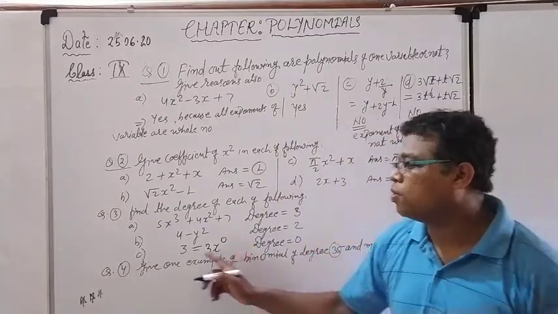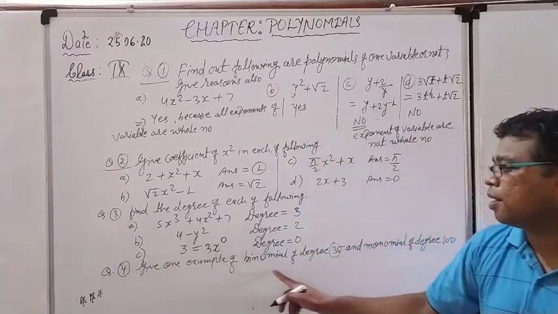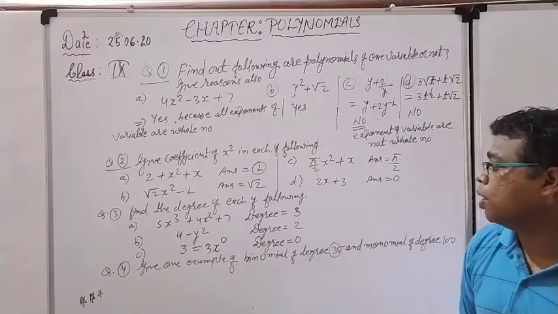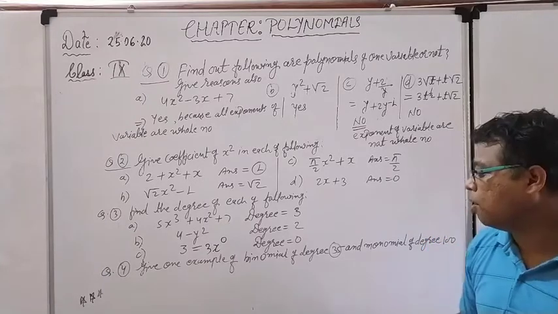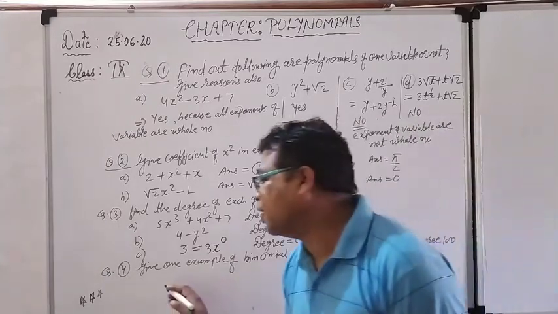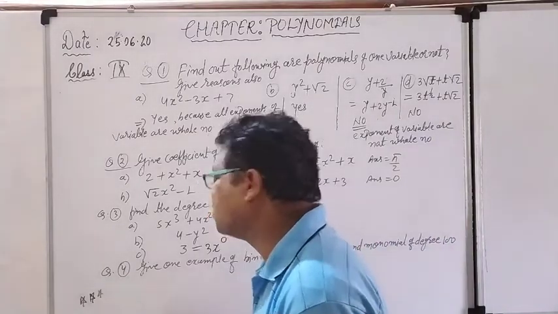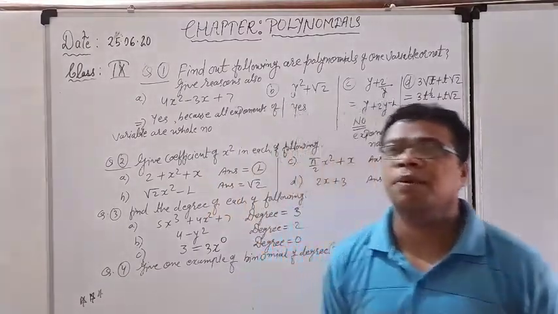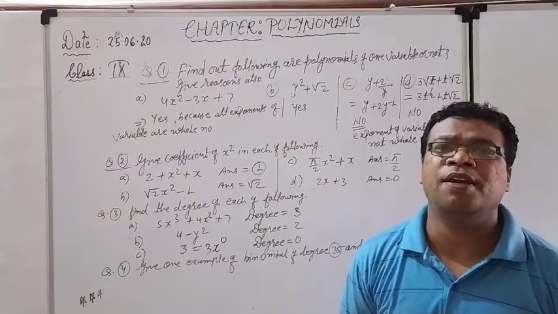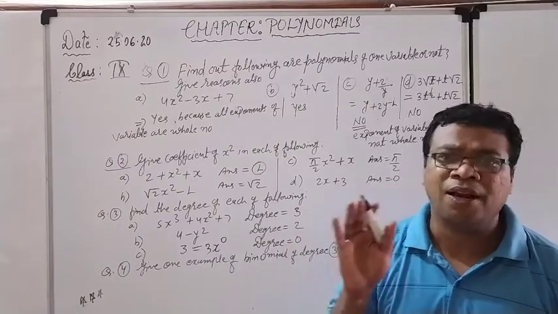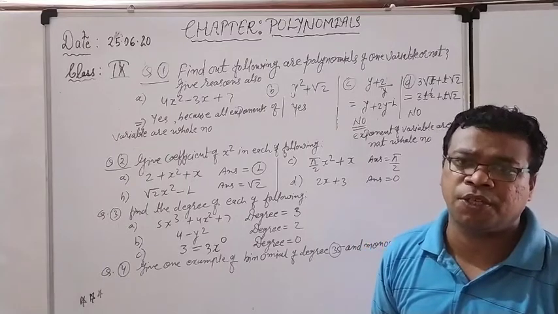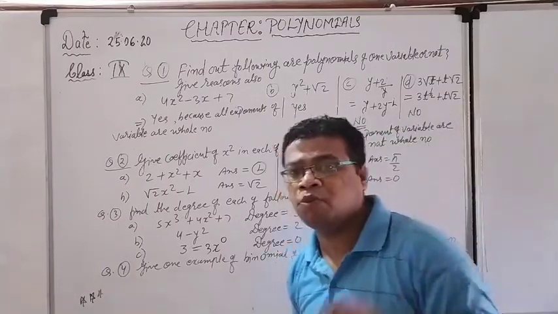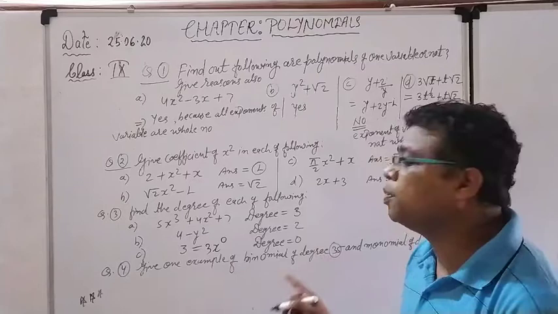Okay. Right now, question number 4 is also there. Give one example of the binomial of degree 35. What is the meaning of binomial here? Binomial means there will be 2 terms. If there are 2 terms in the algebraic expression, it is considered a binomial algebraic expression. So binomial means 2 terms should be there, but the degree should be 35.